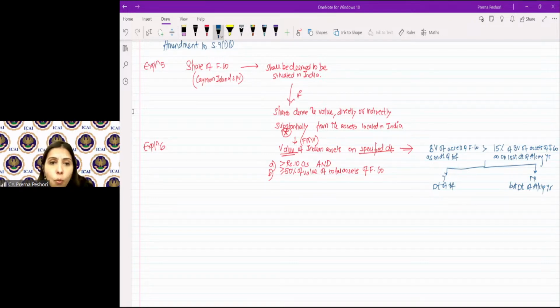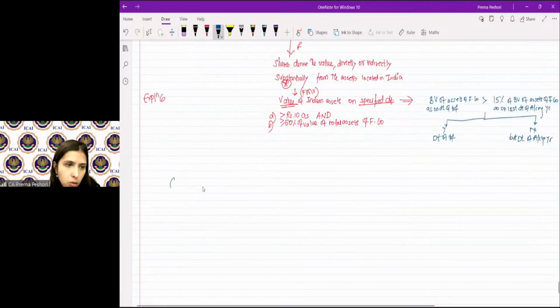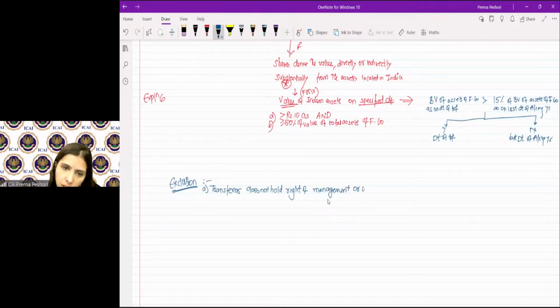Finally, there is an exclusion given over here. What are the exclusions? Which companies are not covered under the indirect transfer? So the exemption is given where the transferor does not hold right of management or control. B. The transferor holding less than or equal to 5% of the total share capital or voting power.